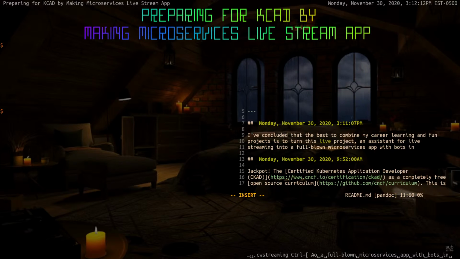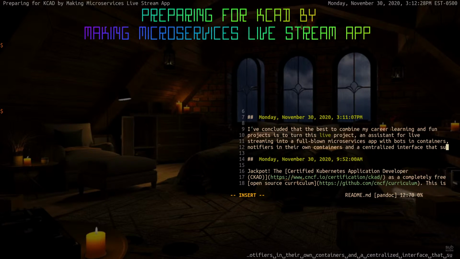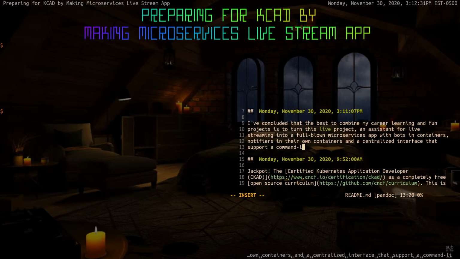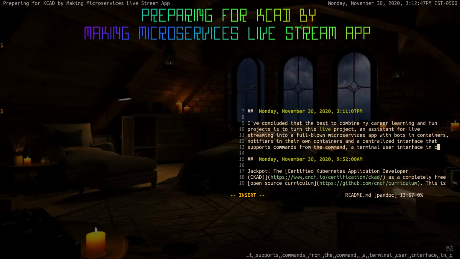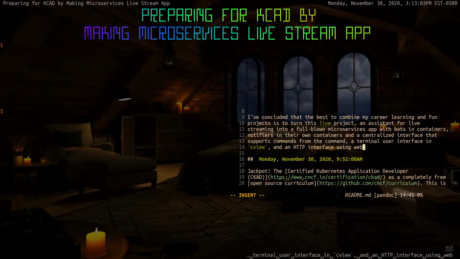It's a full-blown microservices app with bots in containers, notifiers in their own containers, and a centralized interface that supports commands from the command line, a terminal user interface in CView, and an HTTP interface using WebSockets. All right, so there'll be lots of pieces there.